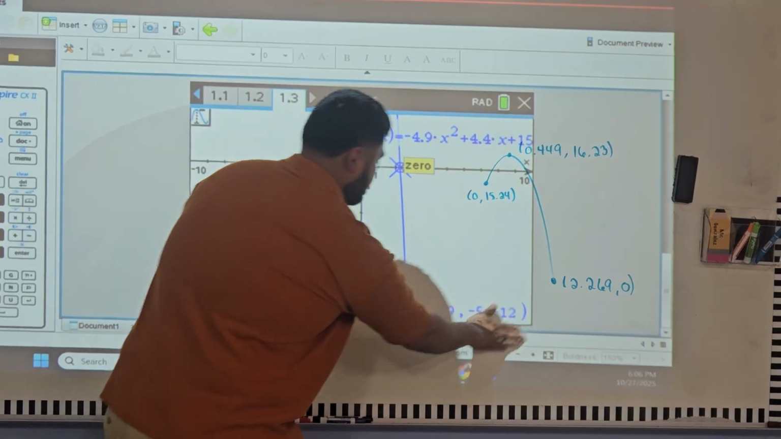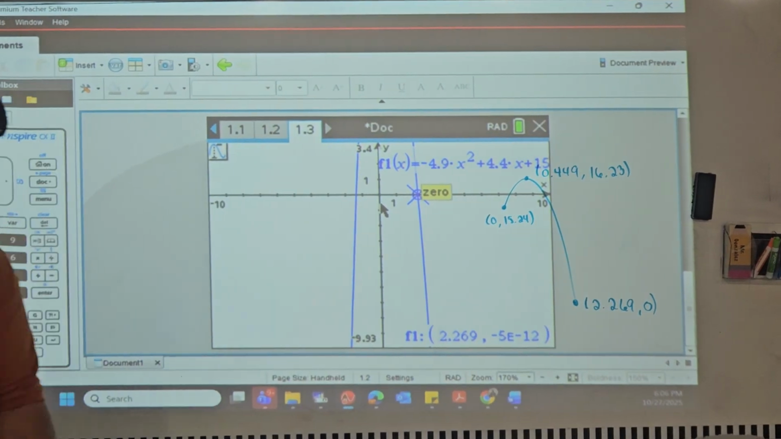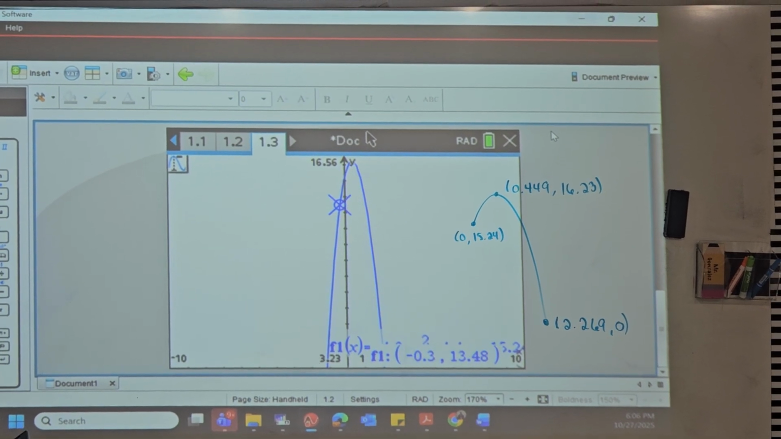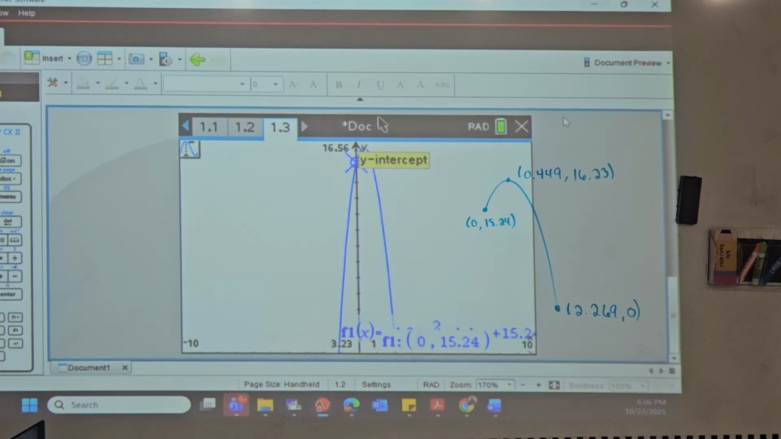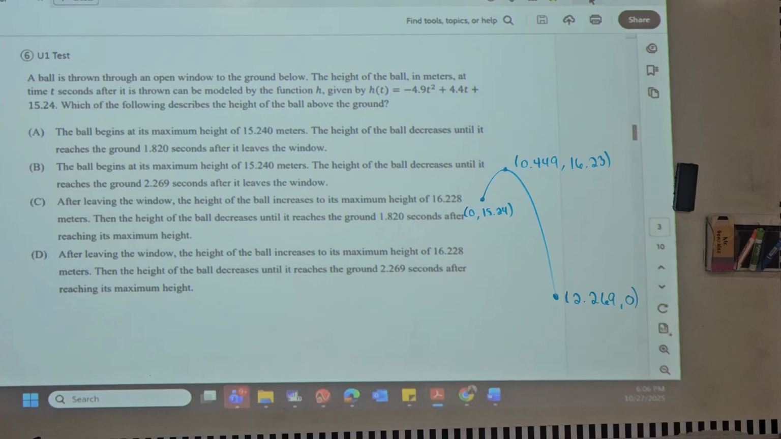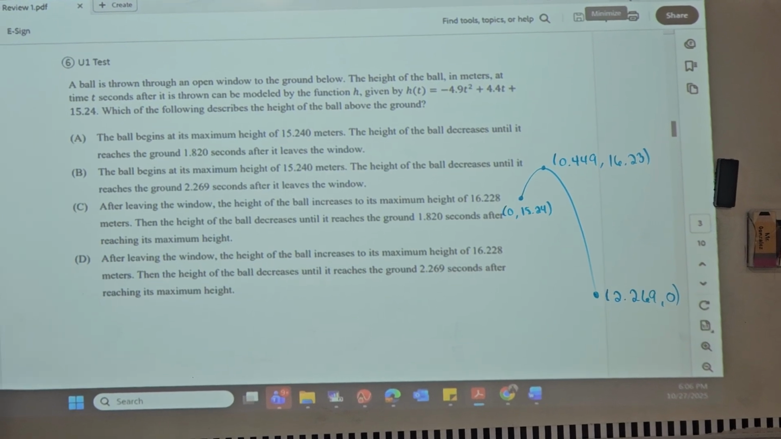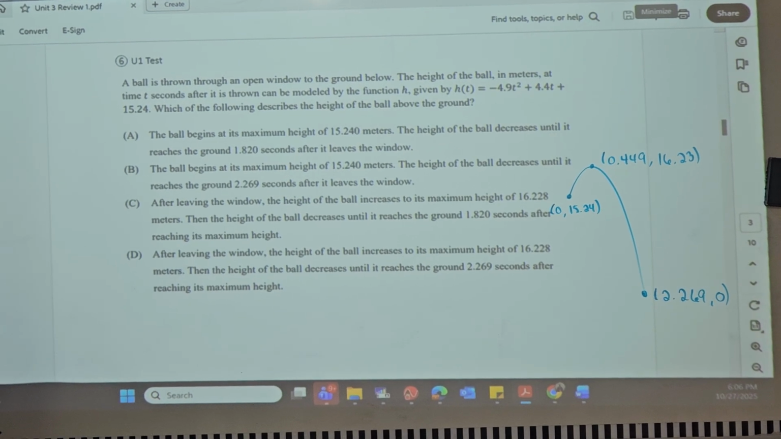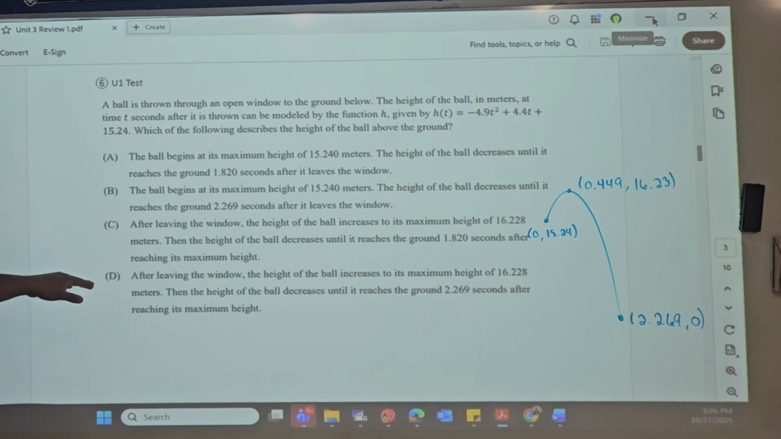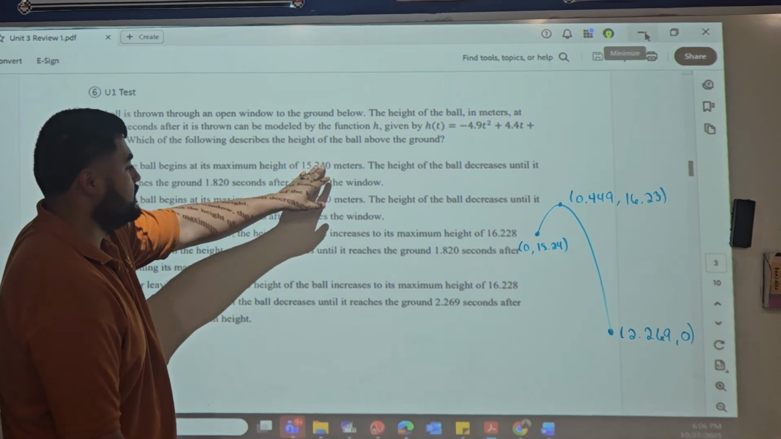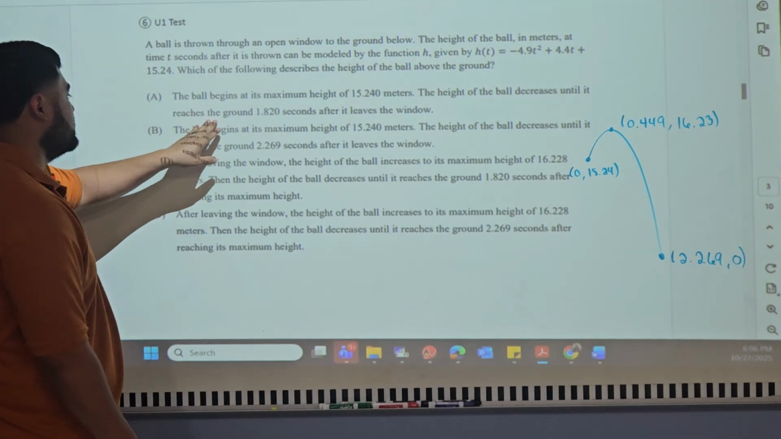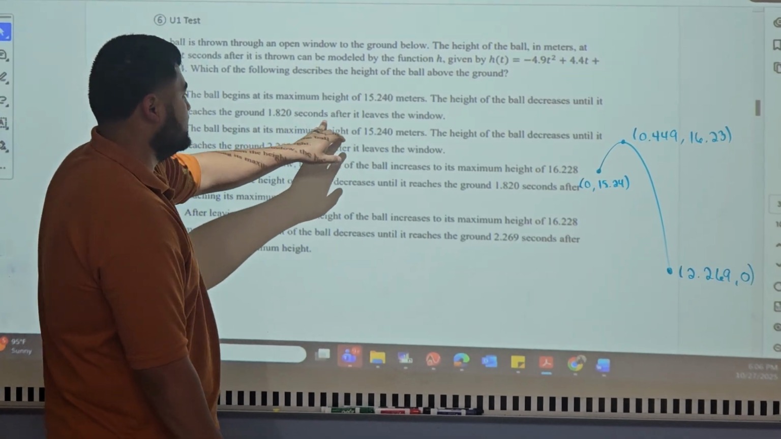So don't panic. Now, if I go back over here, do I care about anything that goes before this? No. Remember, the y-intercept is the starting point. Logically thinking, we're trying to model this, so we stop here, and that's it. Now, going from here, our job becomes, how much time did it take? So how many seconds did it take? So let's look at B. The ball begins at a maximum height of 15.24. That's true, right? The height of the ball decreases until it reaches the ground level 1.82 seconds after it leaves the window.